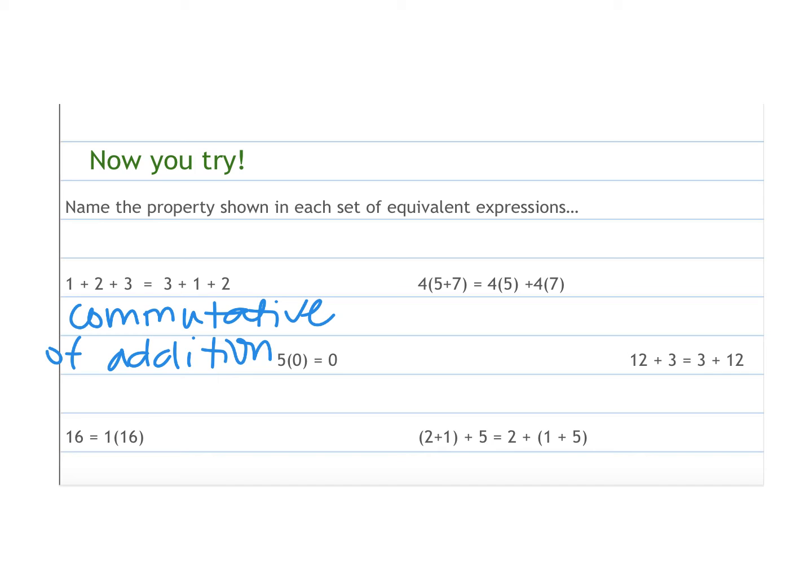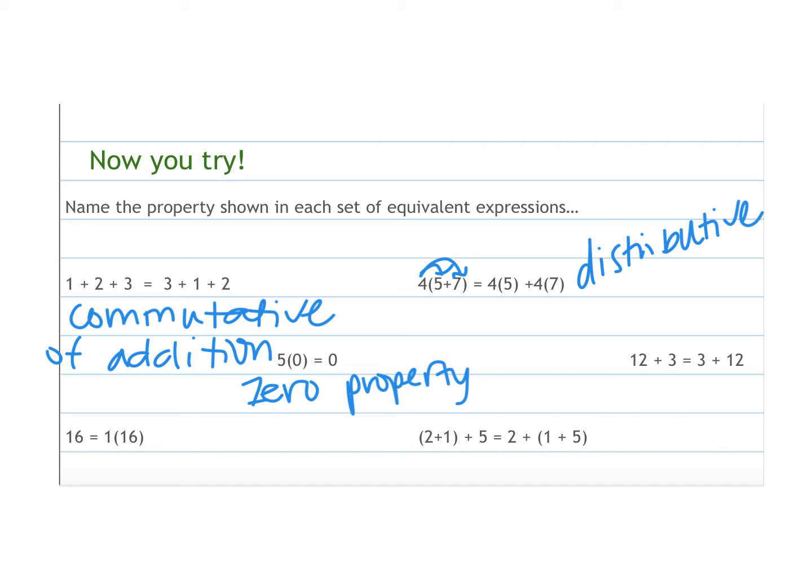Next one, we had 4 parentheses 5 plus 7, and then we took the 4 and we distributed. So that's the distributive property. Take the number on the outside, multiply it by each number on the inside. 5 times 0 equals 0. This one wasn't listed, but this is actually called the 0 property, where we can multiply any number by 0 and it will always equal 0.